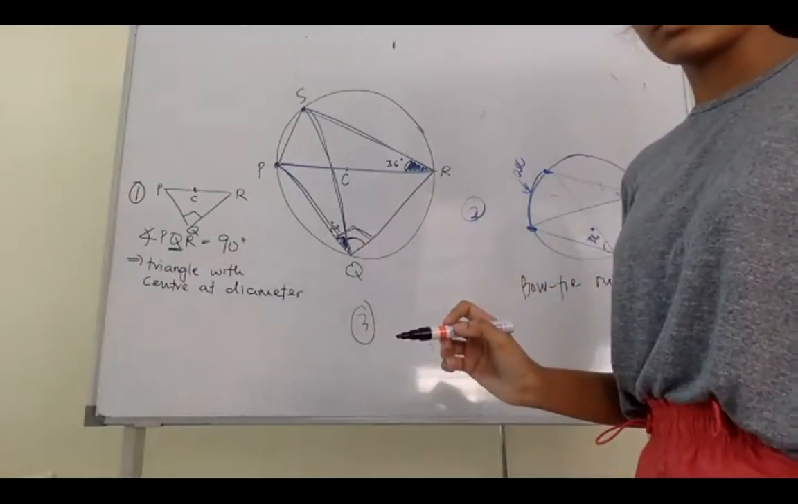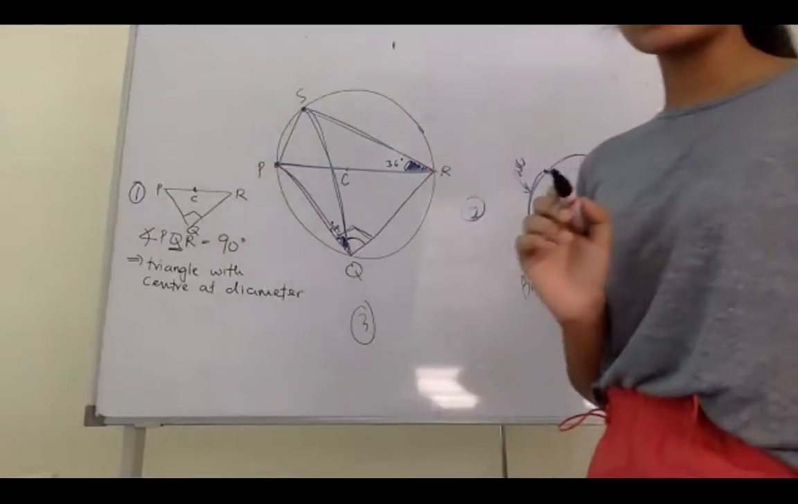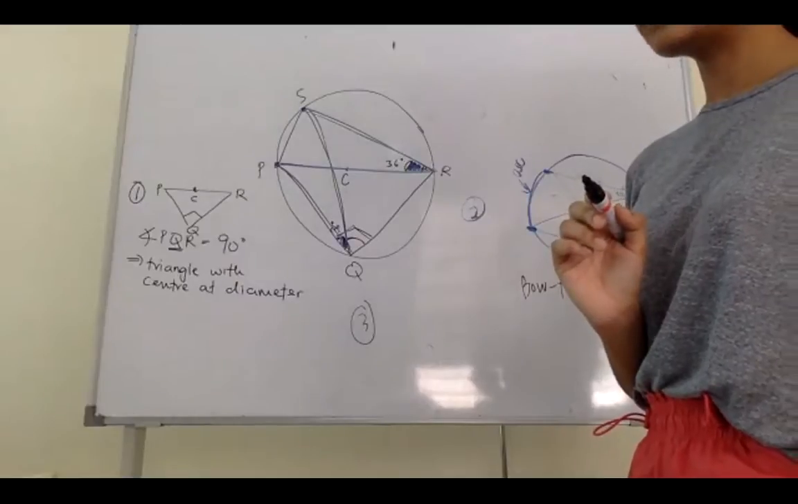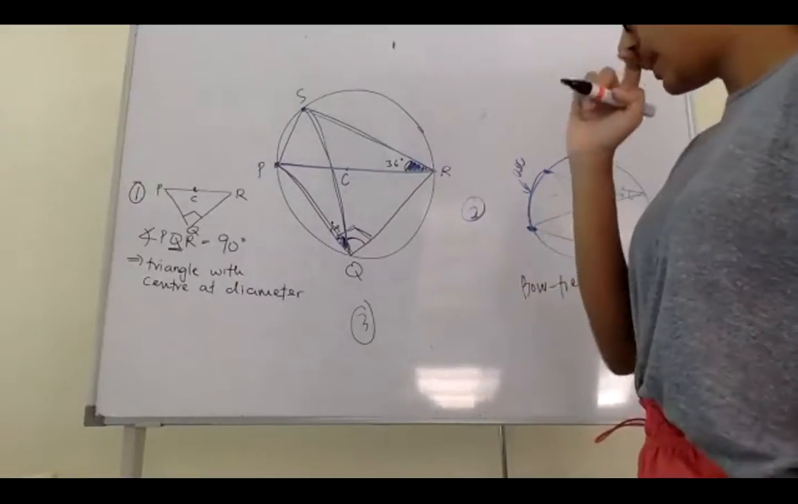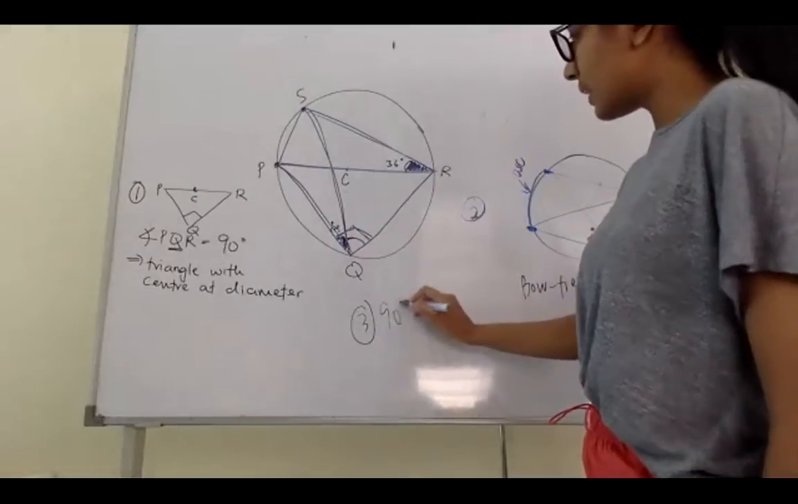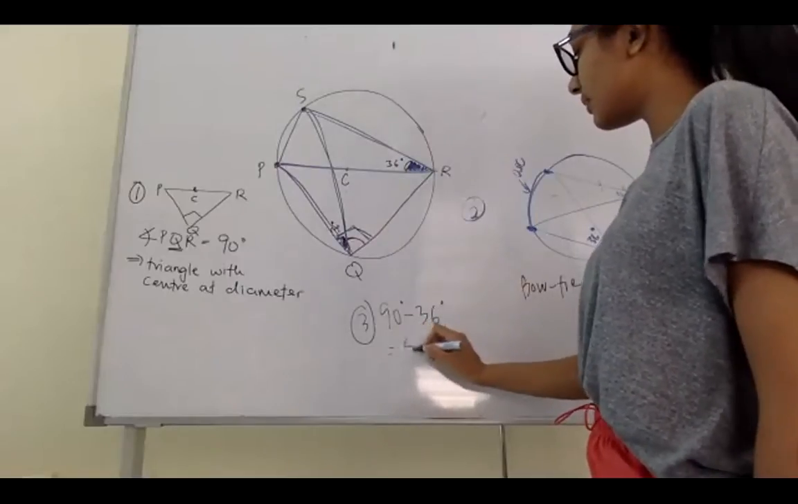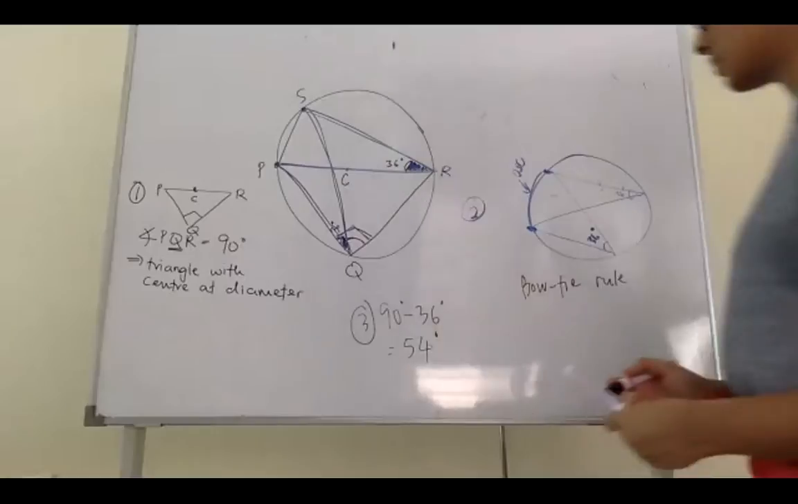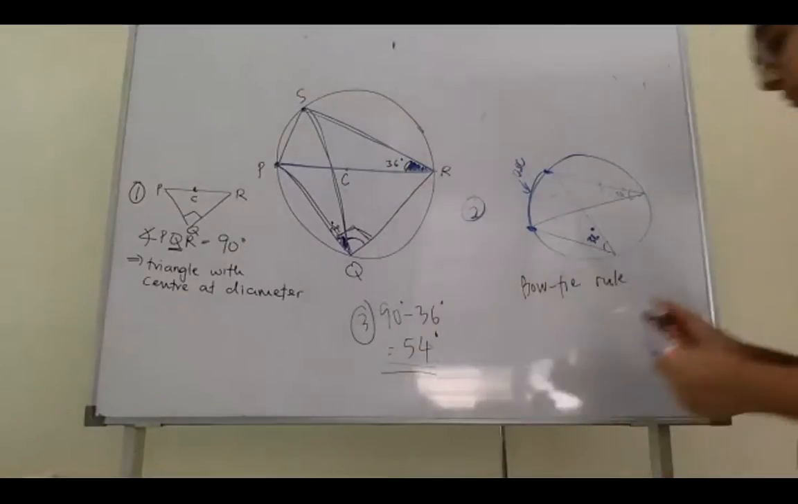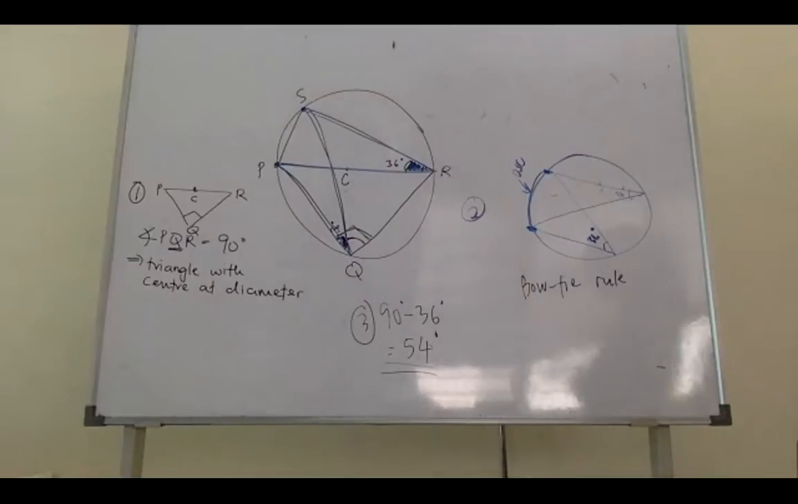So after we do this, what are we going to do? I give you some more questions. A few more questions. Okay? This whole thing is 90 degrees, and then I minus the 36. So I should get 54 degrees. That's my final answer. Okay? You have any questions? One minute, sure.